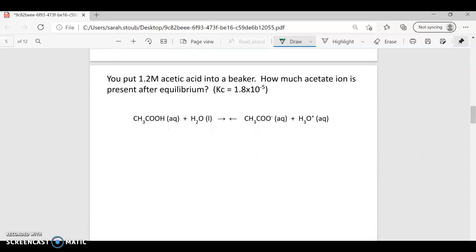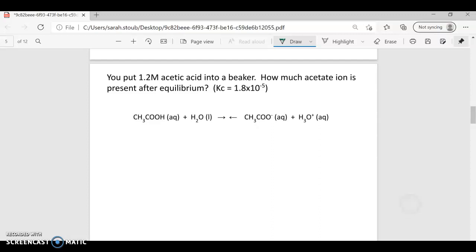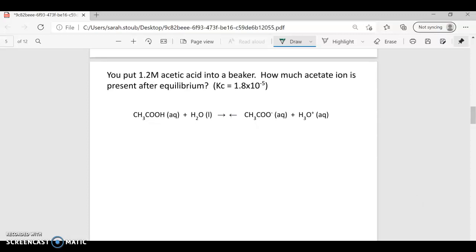Alright, let's take a look at number 3. It seems a lot smaller. You put in 1.2 molar acetic acid into a beaker. How much acetate ion is present at equilibrium? So I have my K, and I want to solve for one of the variables that are inside the K. So the first thing I should probably think about is, this one is going to be an ICE table situation.